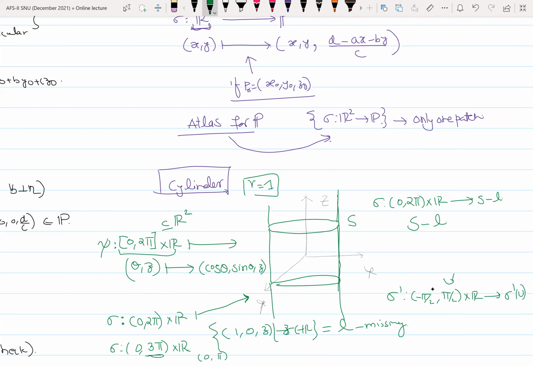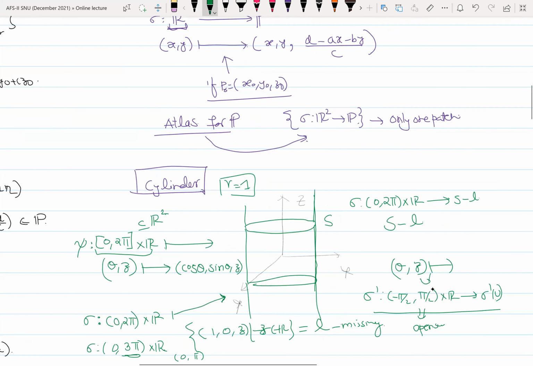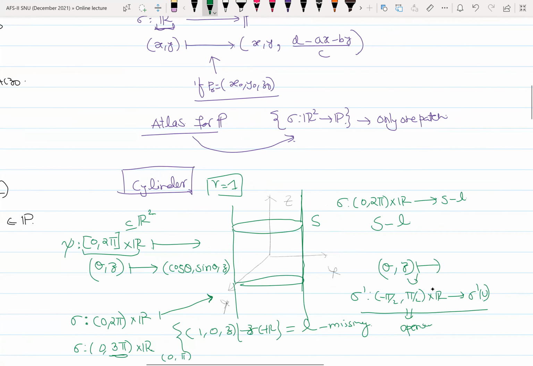If I take this, is this an open subset? Same map you give. Right, so now this line L is also going to be inside this image, and together both of them will cover the entire cylinder. So you can take sigma, I'm not writing these things now, but sigma and sigma prime will be an atlas, right?